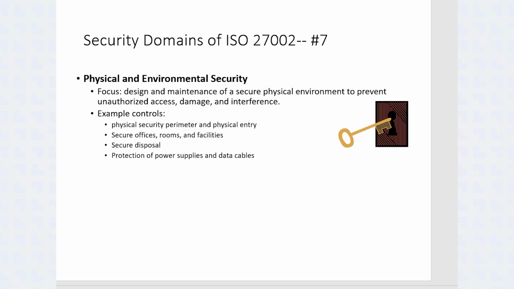The physical and environmental security domain focuses on the design and maintenance of a secure physical environment to prevent unauthorized access, damage, and interference. Things you're going to be focused on here are the physical perimeter security, securing offices, and protection of power supplies and data cables. Those are all physical and environmental security aspects.